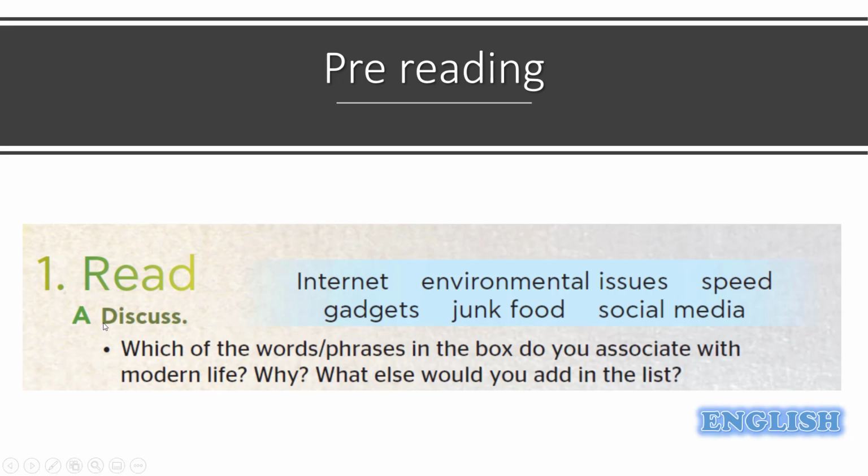Pre-reading activity. Read the words. Discuss which of the words or phrases in the box do you associate with modern life and why? Internet, environmental issues, speed, gadgets, junk food, social media. Which of these words or phrases do you associate with modern life? Maybe social media and maybe the internet. What do you think?